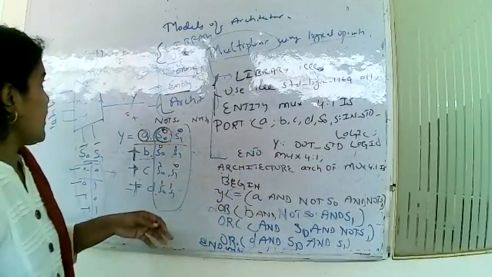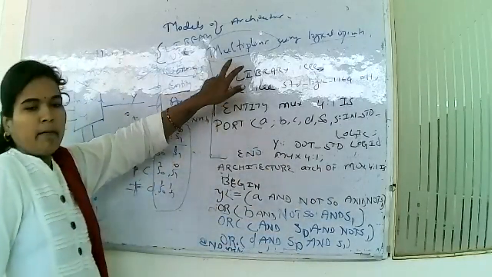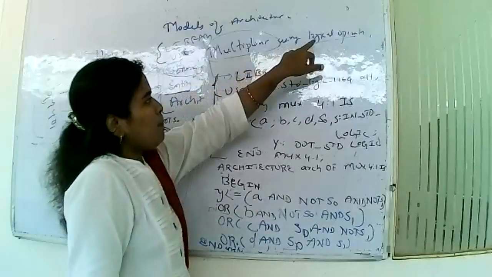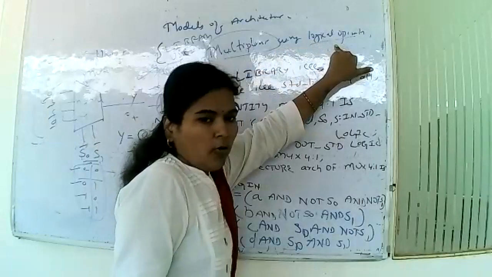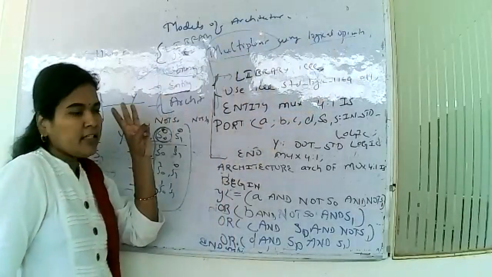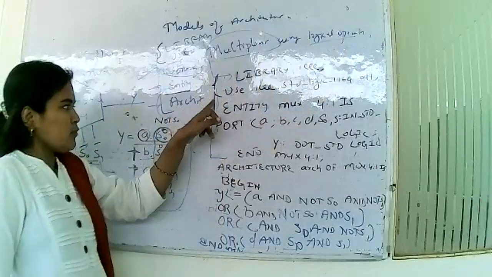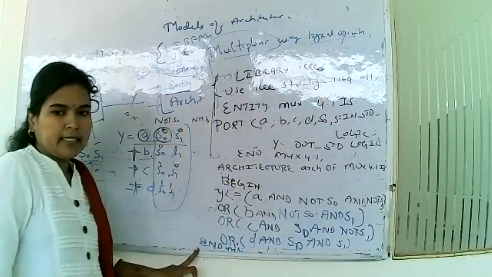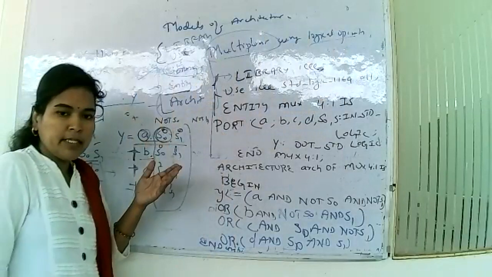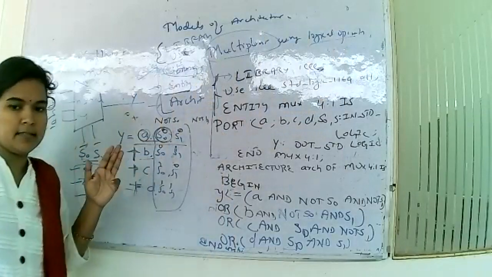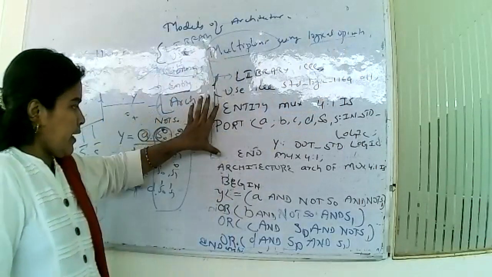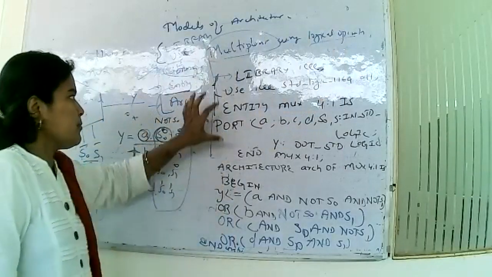Did you understand what I am explaining now? Multiplexer example with the help of the logical operators. It has three sections. First one is library, second is entity, third is architecture. This only I am explaining to you from the past three lectures. It just has three sections: library, entity, and the architecture.